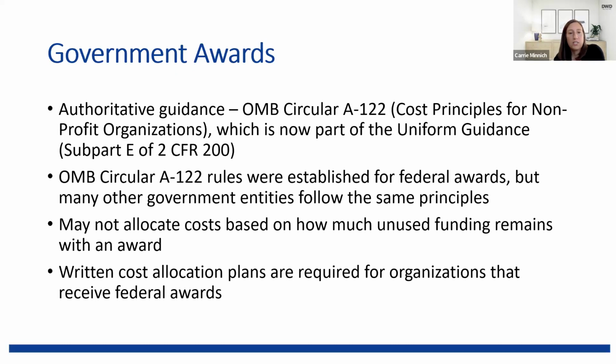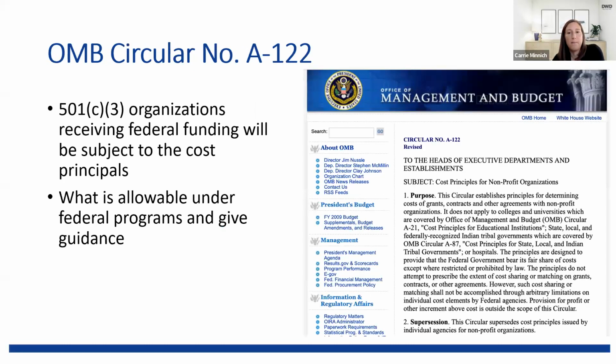And you can go, this is an example, the Office of Management and Budget, where you can find the OMB Circular number A-122, which is what 501(c)(3) organizations need to follow. So again, if you get government money, just make sure that you have a process in place to make sure that you are spending the funds how they're supposed to be spent. And when you're allocating expenses, the way you allocate expenses for financial statements and 990 purposes is not necessarily going to be the same way that you allocate for grants.